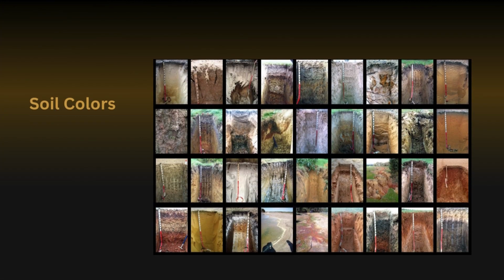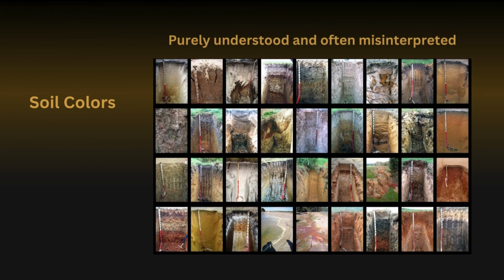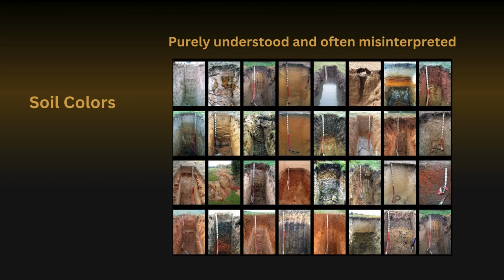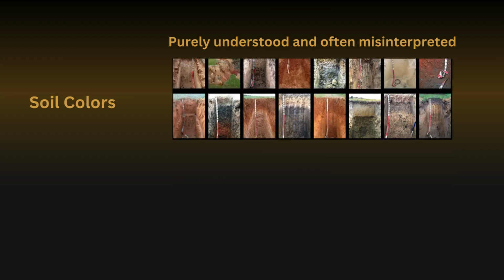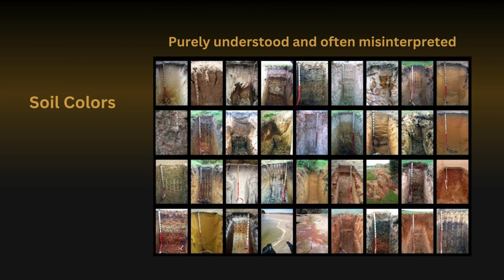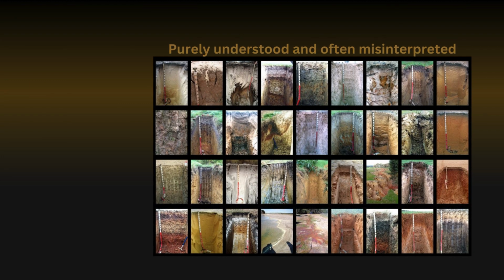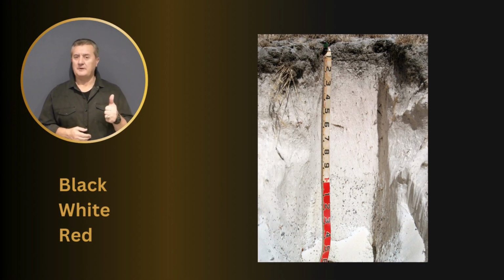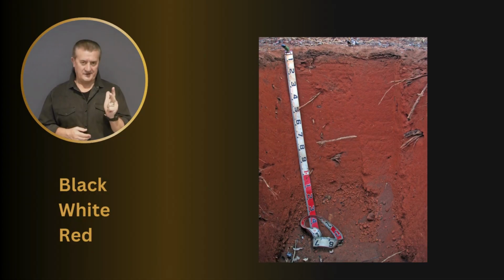In reality, they are poorly understood and often grossly misused because the relationship between soil color and other properties is not straightforward. In fact, it's very complex, highly intricate, and often difficult to comprehend. Soil colors are due to three pigments: black, white, and red.